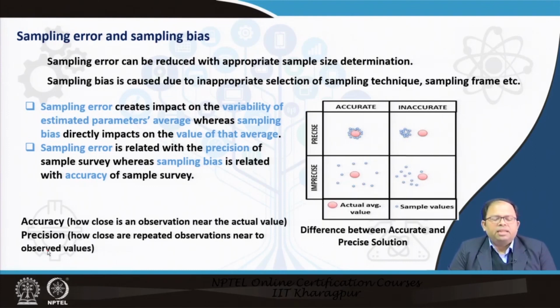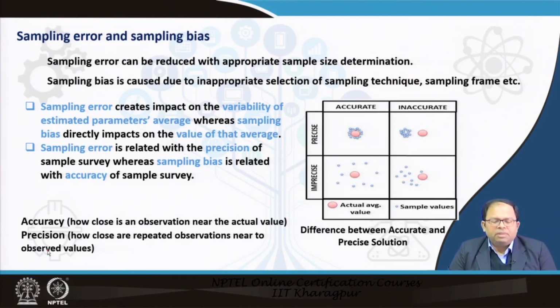So sampling error creates impact on the variability of the estimated parameters like the average, whereas sampling bias directly impacts the value of the average. That means if there is sampling bias, we end up with a parameter estimate, like the mean of a particular sample, that would actually be wrong. If my survey design and all these things are wrong, then we end up with a value for this particular sample which is very different from the actual population mean.